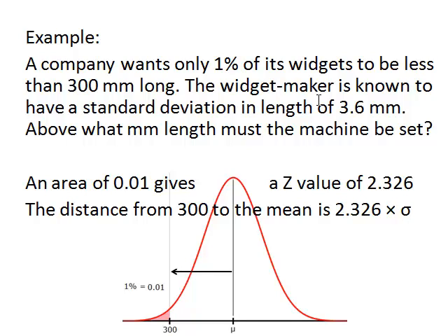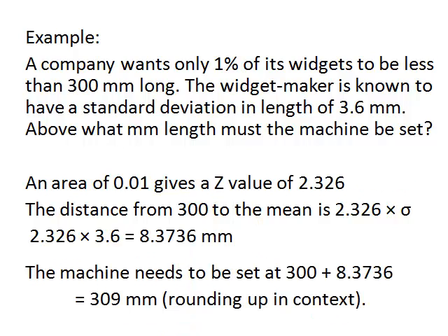Well, we're told what the standard deviation is, 3.6. So that distance needs to be 8.3736 millimeters in order to have the highest 99% above it. And we can add that onto our 300, and there it is. There's the answer. 300 plus 8.3736, and we'll round it up in context. The machine needs to be set at 309 millimeters.